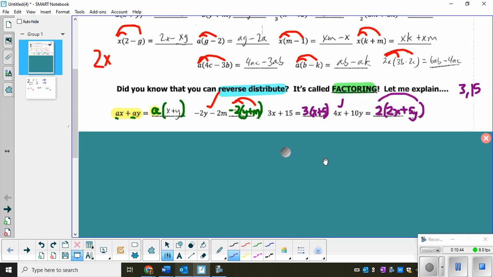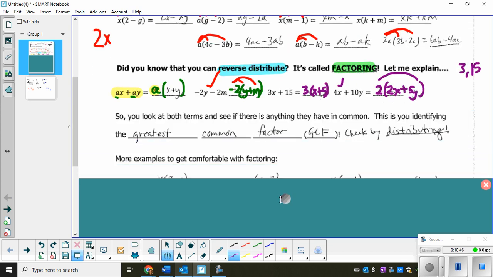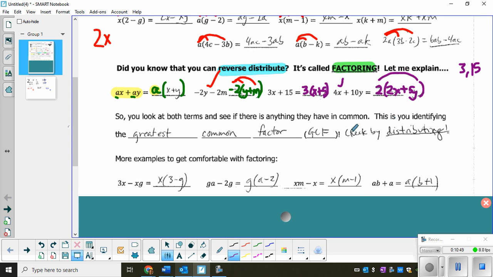All right, let's just see a few more examples to keep practicing. And if you want to take notes on this, basically the process is you look at both of the terms to see if there's anything they have in common. That's you identifying the greatest common factor, or the GCF. And you can check all of these, again, simply by distributing. Okay? So let's look at a few more examples to try to get comfortable with this.